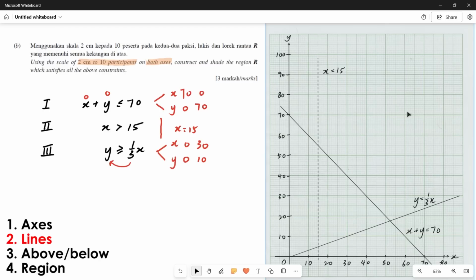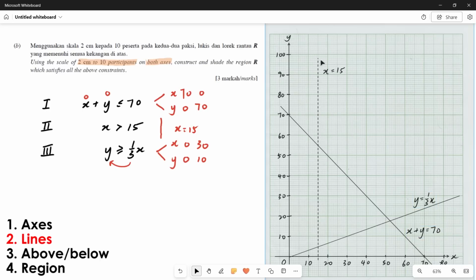Okay, and also please make sure to label the lines. Right, so when we label the lines, we are going to use the equation of the line. So as you can see, I will be using the equal sign for all the labeling here. I'm not using the inequality sign because here we are labeling the lines, so we should label based on their equation of the line. Okay, so please make sure to put the equal sign.